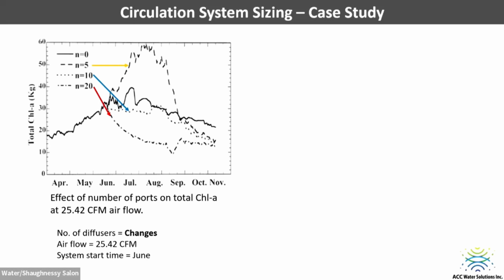But I don't know why this marker stopped working. Yeah, at 20 diffusers, the red line, you are looking at the real change. You can see the difference, and why the number of diffusers matters more for aeration than the airflow.